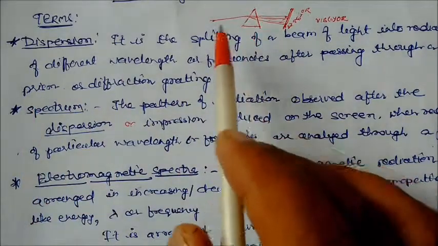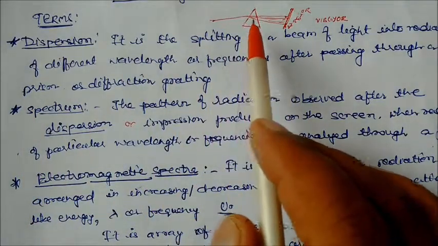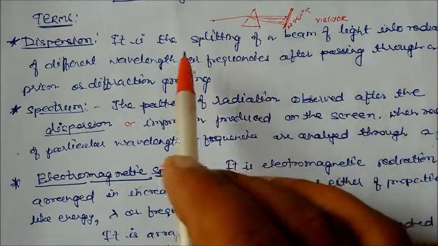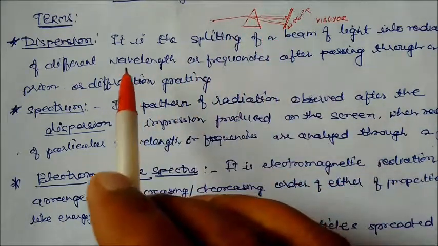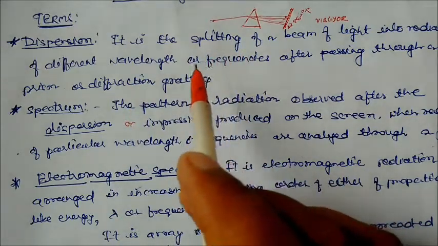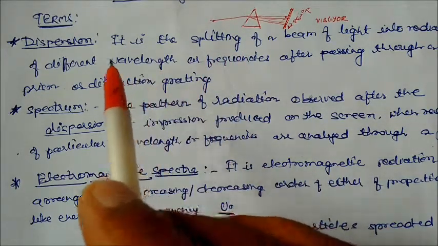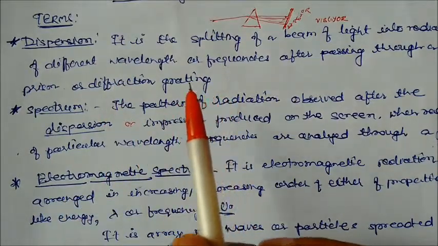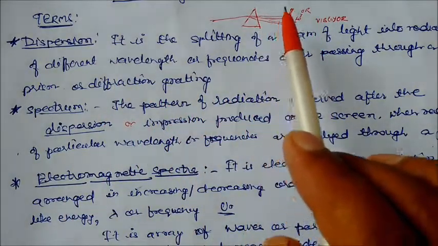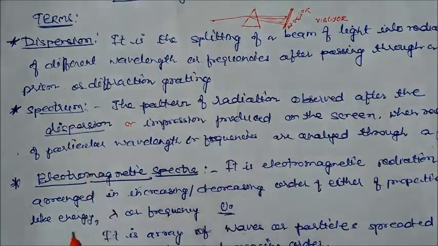So we take a prism, and light is going through it. This prism will split the beam of light into different colors, and these radiations have different wavelengths and different frequencies. If the wavelength comes under the visible range, we can see it with the eye. This is called dispersion.